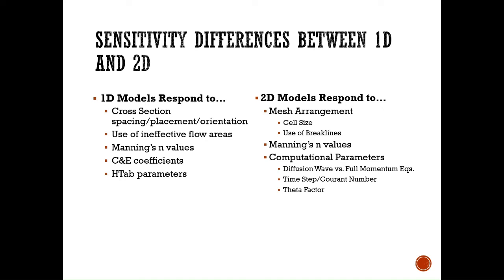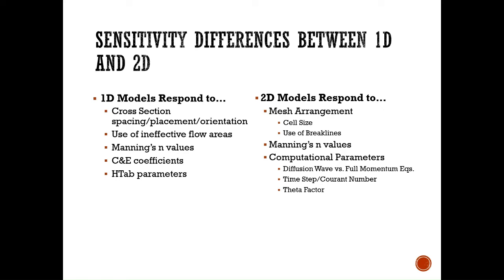model. So if you're familiar with 1D hydraulic modeling, you're probably well aware that a 1D hydraulic model will typically respond to or be sensitive to things like your cross-section spacing, your placement and orientation of those cross-sections. The 1D model is going to be responsive to how you use ineffective flow areas, obviously Manning's n values. The 1D models will respond to your contraction and expansion coefficients, and even things like HTAB parameters.